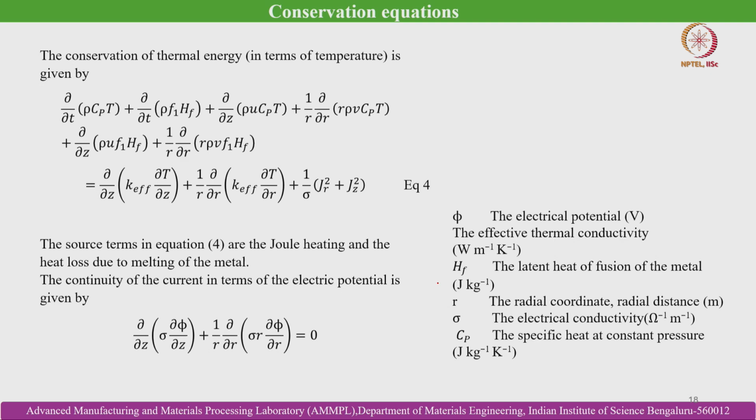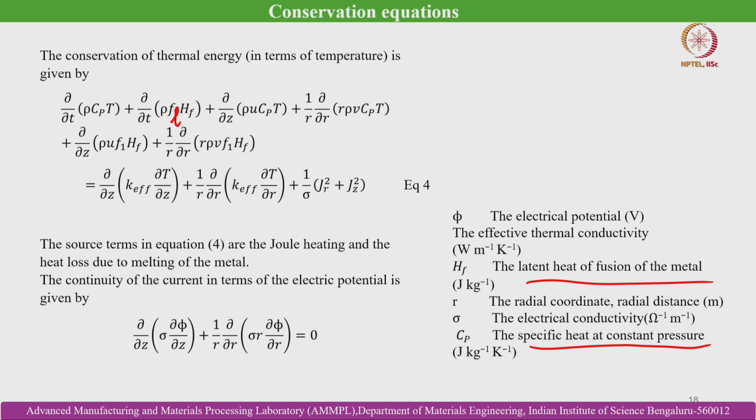So, the conservation of thermal energy in terms of temperature can be given by ∂/∂t(ρCpT) plus ∂/∂t(ρ f_L H_f). It should be f_L, it should not be f_1. Please correct. That is the liquid fraction times H_f, the latent heat of fusion of the metal, plus ∂/∂z(ρ u Cp T), where Cp is the specific heat at constant pressure and T is the temperature, and 1/r ∂/∂r(ρ r v Cp T), plus ∂/∂z(ρ u f_L H_f) and then plus 1/r ∂/∂r(ρ r v f_L H_f) is equal to ∂/∂z(K_effective ∂T/∂z) plus 1/r ∂/∂r(r K_effective ∂T/∂r) plus 1/σ (J_r² plus J_z²).